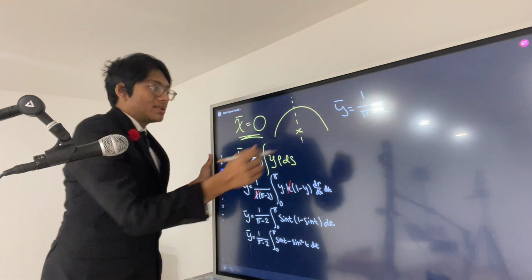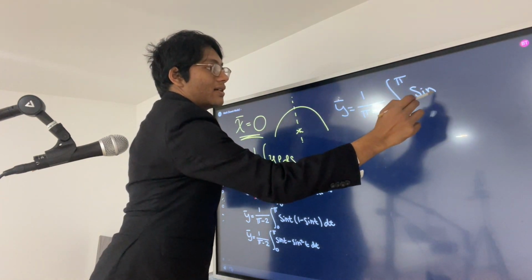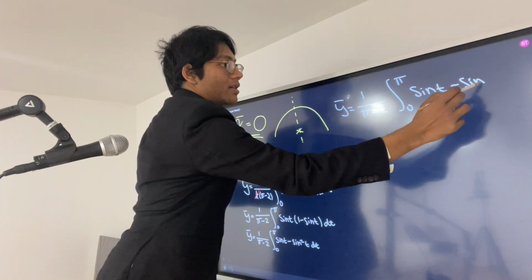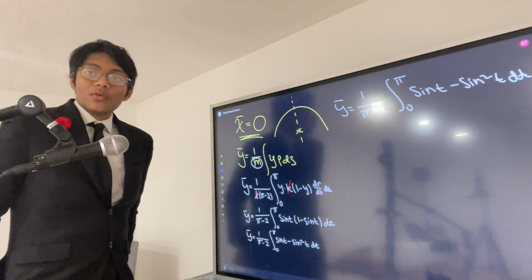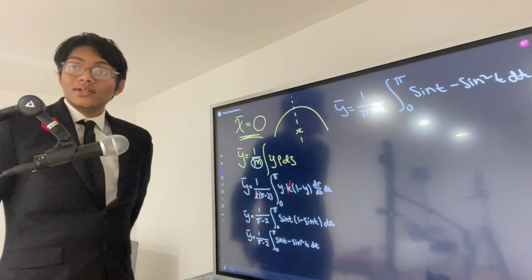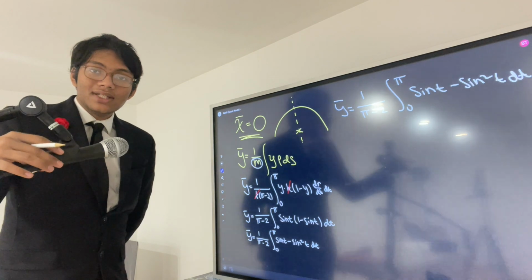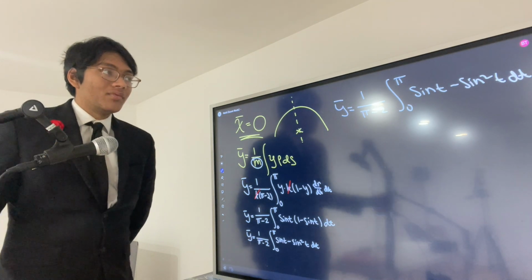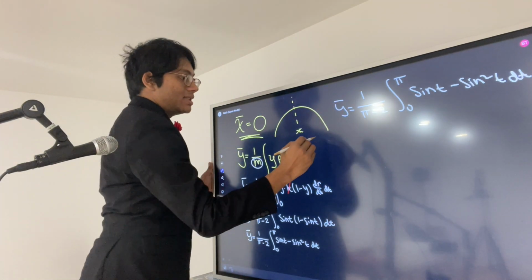So 1 over pi minus 2 times the integral from 0 to pi of sine of t minus sine squared of t dt. Okay, so how am I going to find this crazy looking integral? Well, this integral is not as tame as it may seem, because we cannot use the power rule on that second sine squared. So what are we going to do?